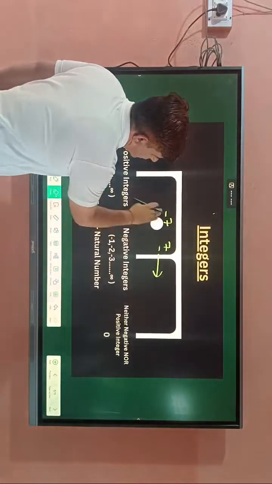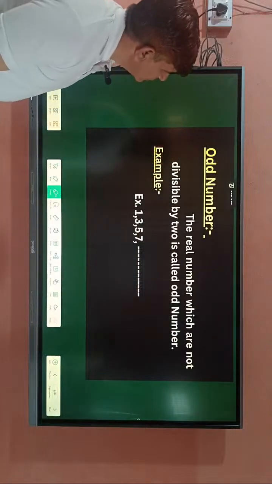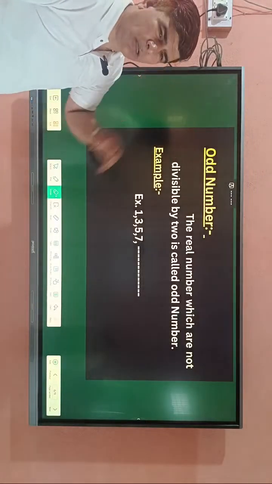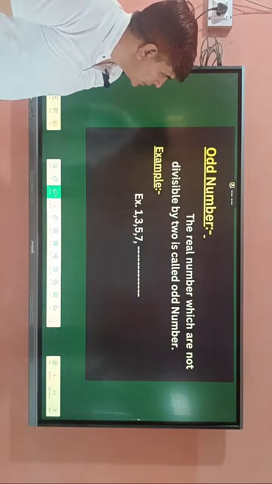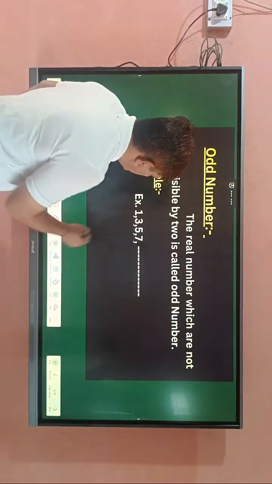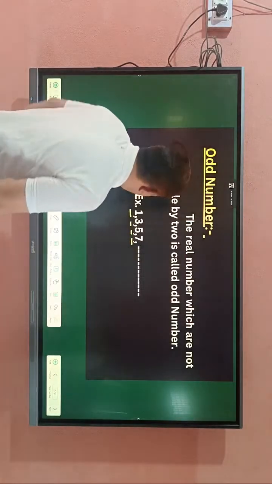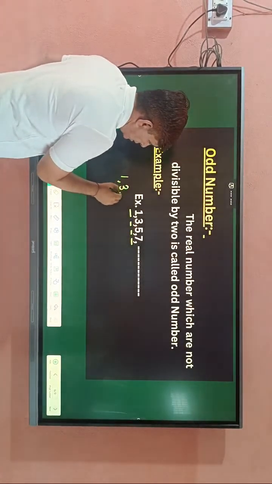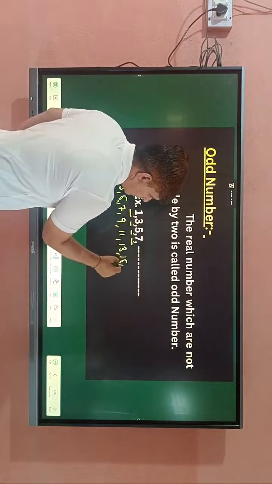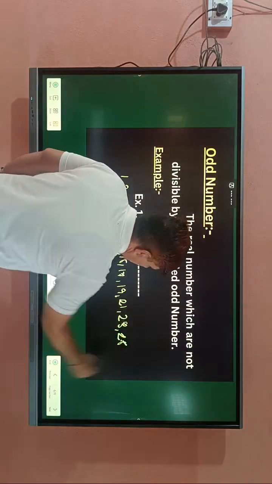Then next topic, 2-3 more definitions: odd number, even number, composite number. So what is an odd number? The real numbers which are not divisible by 2. So example: 1, 3, 5, 7, 9, 11, 13, 15, 17, 19, 21, 23, 25.